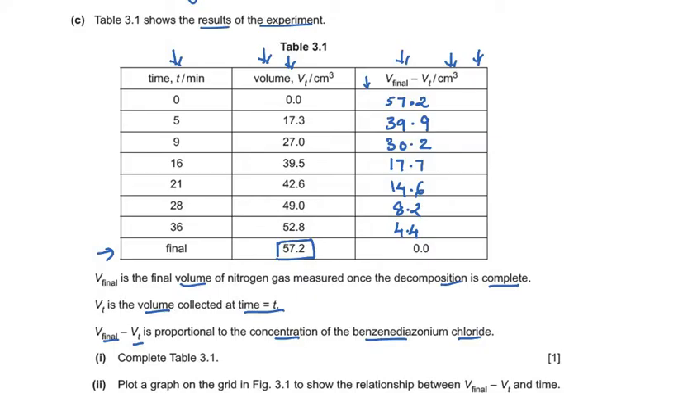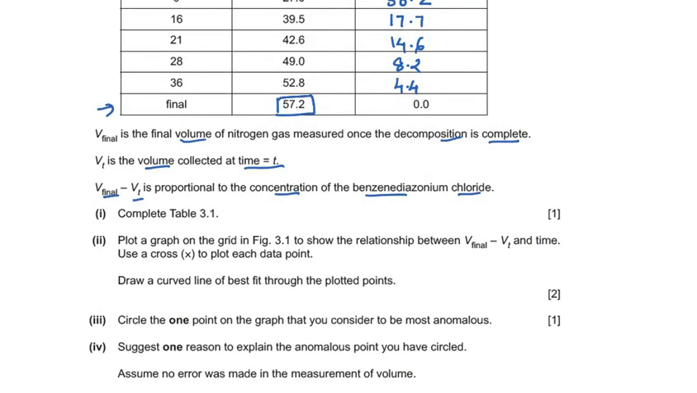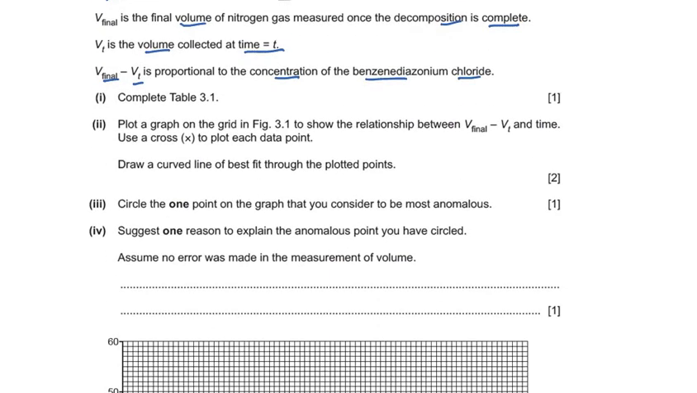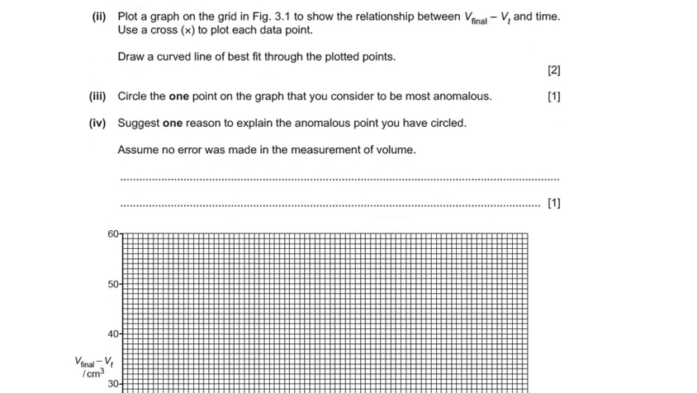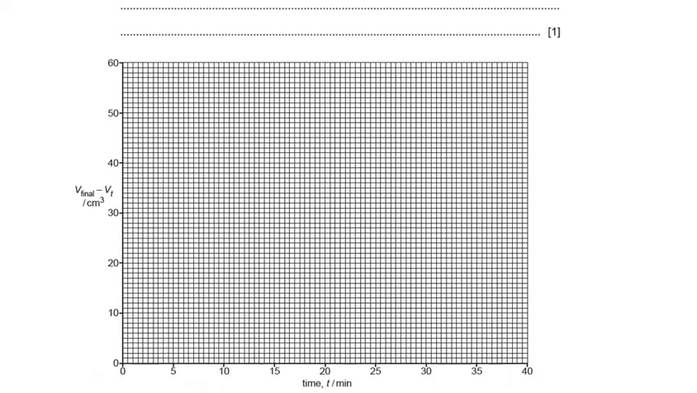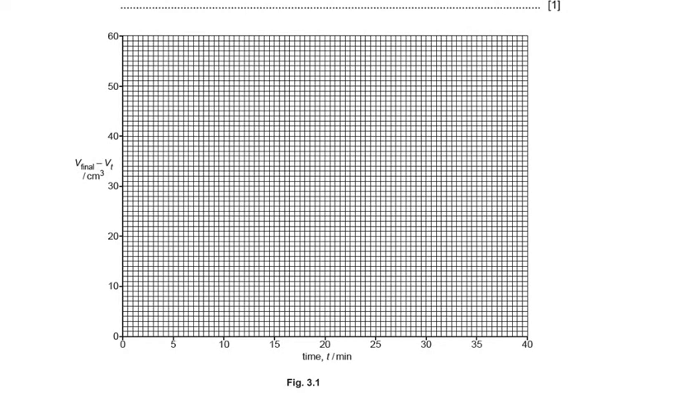So the sub question A says complete the table 3.1, which we have already done, and the next sub question says plot a graph on the grid in figure 3.1 to show the relationship between V final minus Vt and time. Use a cross to plot each data point. Draw a curved line of best fit through the plotted points. So now we are going to draw the graph. I am going to pause the video and I'll finish the graph plotting while you can take some rest.